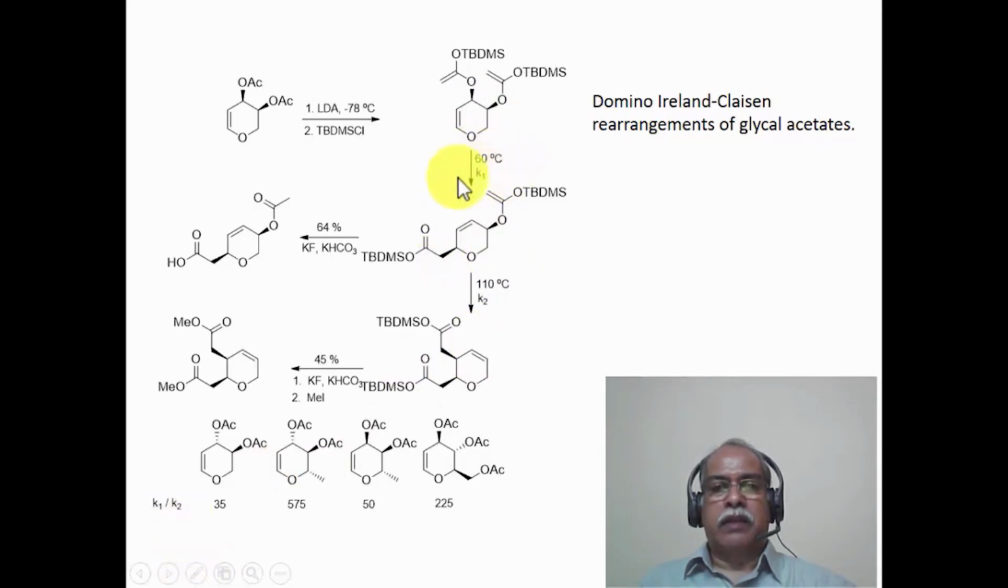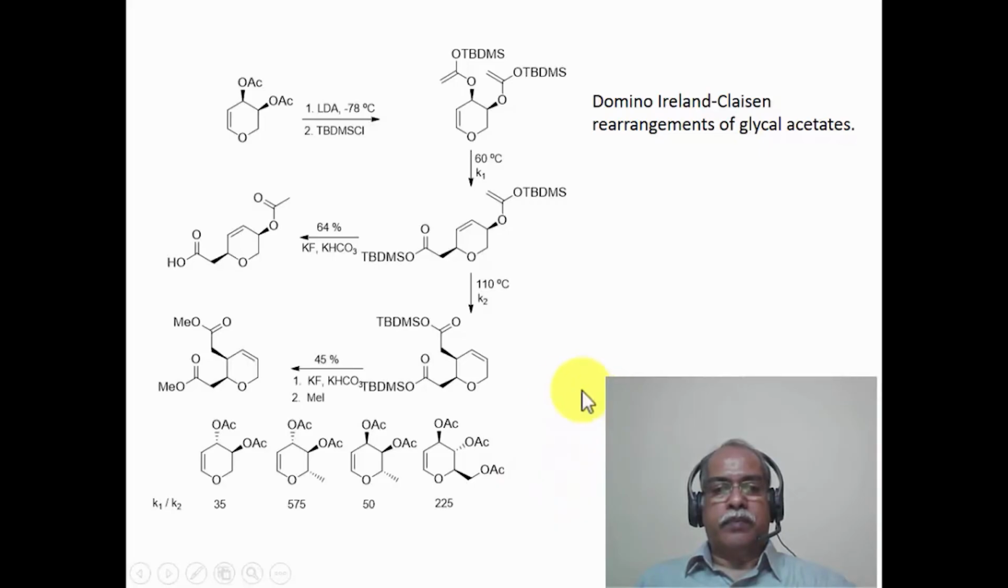K1 is the first Ireland Claisen rearrangement, and the second Ireland Claisen rearrangement is K2. The K1 by K2 is 35 in the case of this trans acetate derivative, 575 in the alpha methyl substituted derivative. It is 50 in the other derivative, which is a cis derivative here, 225 about the trans derivative with another acetate in this particular position.